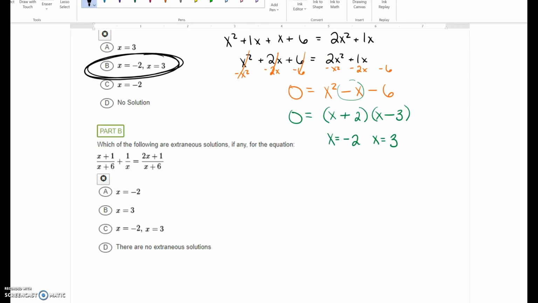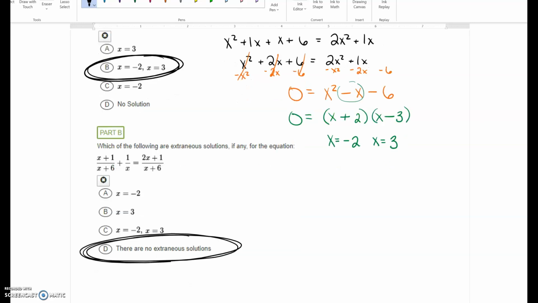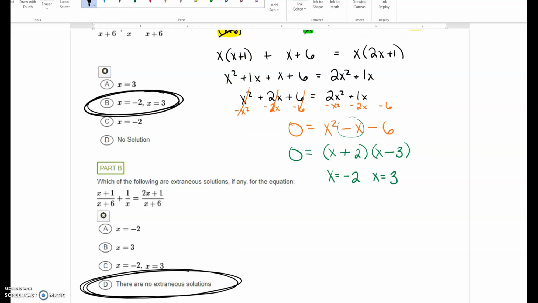Which of the following are extraneous solutions, if any, for the equation? Did either of our answers not work? Both of our answers worked, so there are no extraneous solutions. Don't just assume that by sticking that part on the problem that there is an extraneous solution. We may be checking to see that you realize that there are not extraneous solutions. It's also going to help you remember to check for extraneous solutions. And that is it.